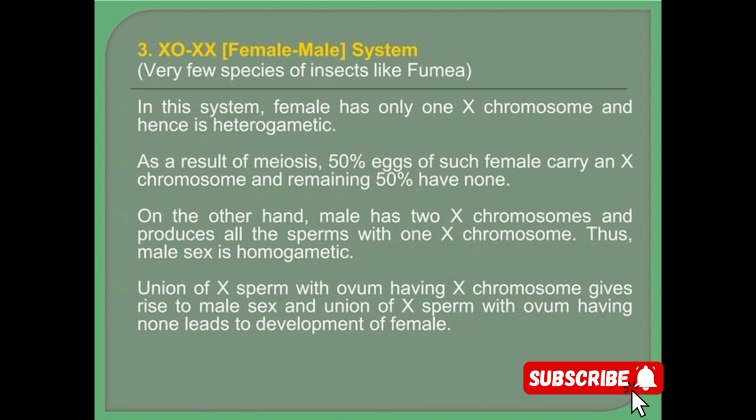The third one is XO-XX female-male system. Here female is heterogametic and male is homogametic, and it is present in insects like Protenor. Here the female produces two types of ova. One is known as X containing ova, and the other is a no-sex-chromosome containing ova. And male produces the same type of sperm, and each sperm contains an X sex chromosome. So here the sex ratio between male and female is 1:1, and the sex of the individual is determined by the type of ova combined with the sperm. So here female is heterogametic and male is homogametic.